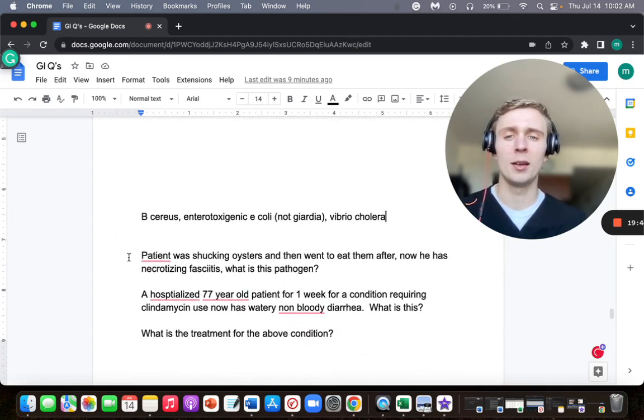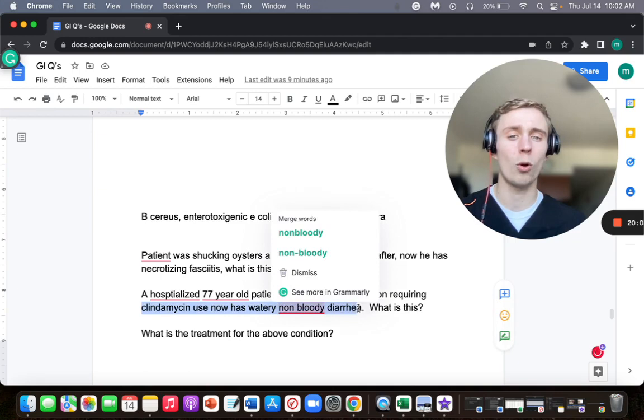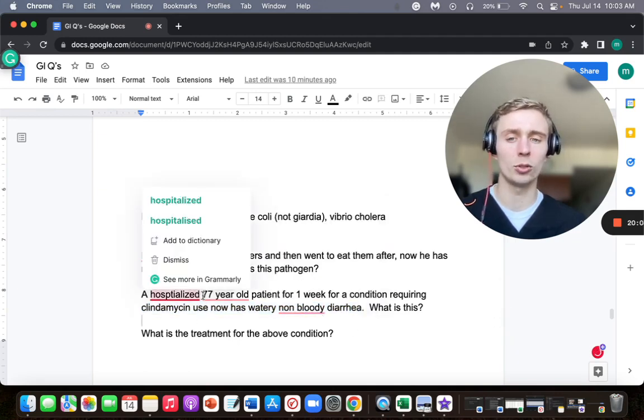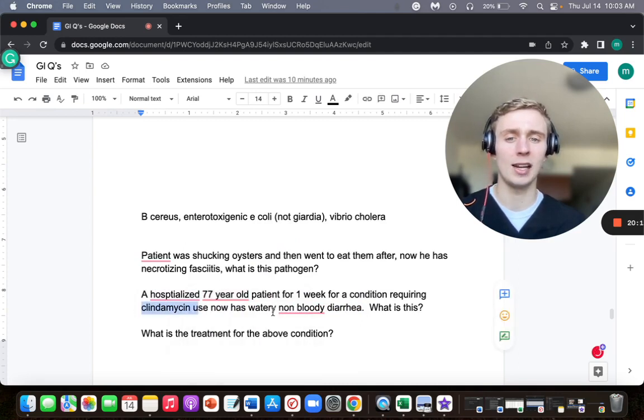Okay, next couple ones. Patient was shucking oysters and then went to eat them after, and now he has necrotizing fasciitis. What is this pathogen? So shucking oysters, ate them, now he has necrotizing fasciitis. What is this? A hospitalized 77-year-old patient for 1 week has been having a condition requiring clindamycin use and now has watery, non-bloody diarrhea. What is this? So hospitalized for a week, they're an older patient, they just used clindamycin and now they're having watery, non-bloody diarrhea. What is this? And what is the treatment for the above condition? So it's really important to know what a couple treatments are for this above condition.